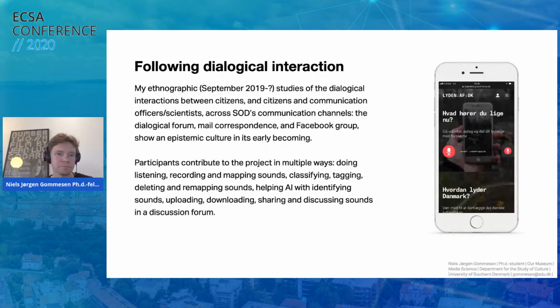Facebook groups. And what we can see is an epistemic culture in its early becoming, participants that contribute in different ways, doing listening, recording, mapping sounds, classifying sounds, tagging, deleting, remapping sounds, and so forth. And they also share and discuss these sounds in the discussion forum.